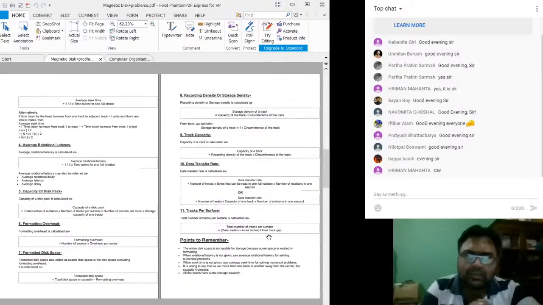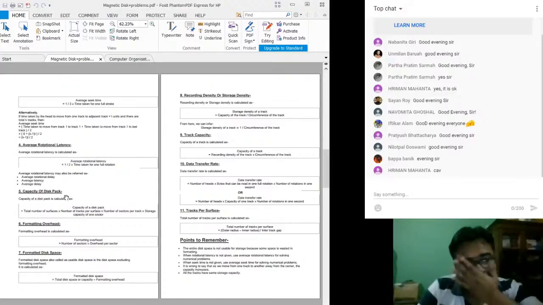Next comes average seek time calculation. We have seen that this is one third of the time taken for a full stroke. If you are calculating the seek time to move from one track to another track, this is the formula: (0 to k minus 1) times t divided by 2. This is the average time. Next comes average rotational latency. This is half of the time taken for one full rotation, so this is also clear.